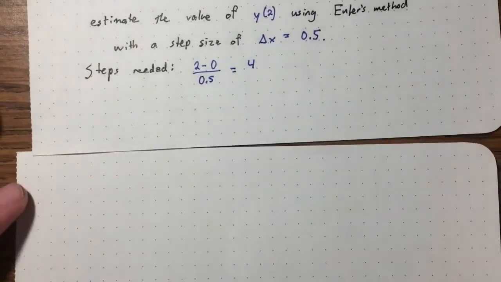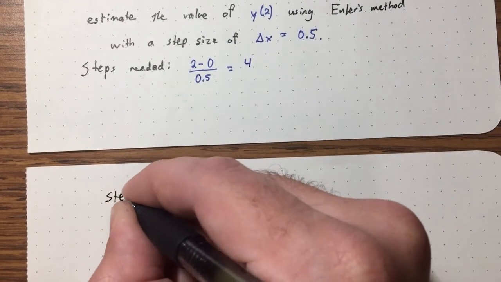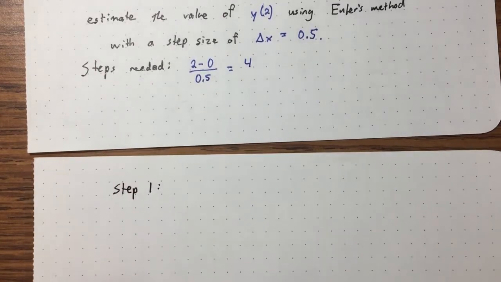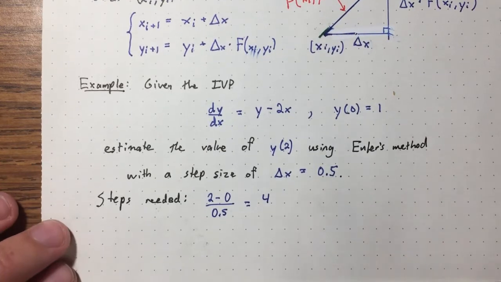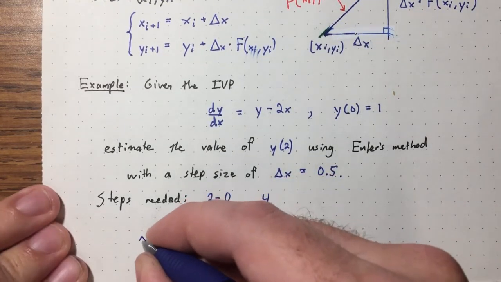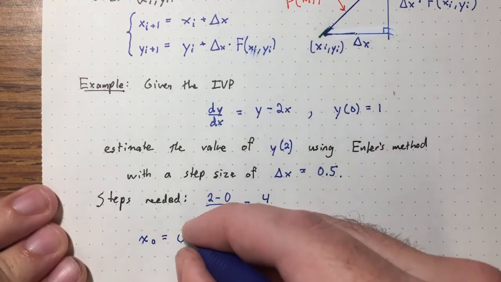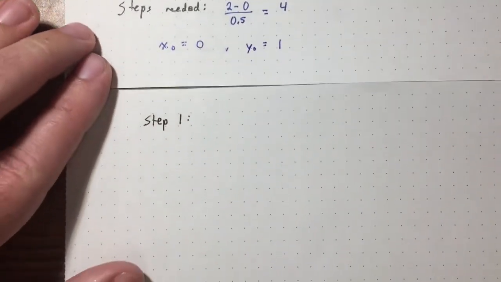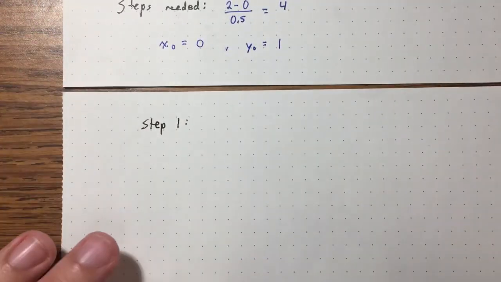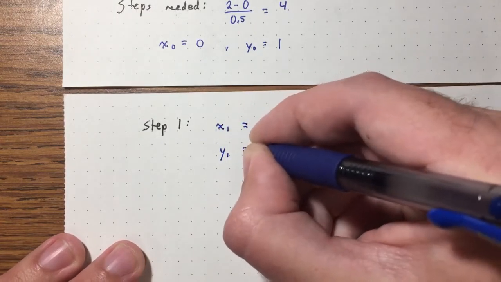Let me just move this up a little bit. Okay, step one. Well, what do we know here? We know what x0 and y0 are. x0 is 0, and y0 is 1. That's just the initial condition. So in step one, we'll calculate what x1 and y1 have to be.